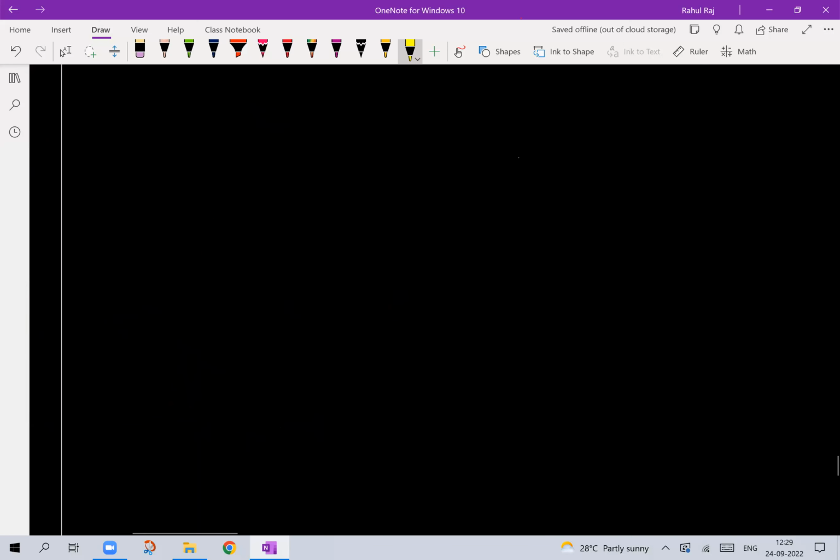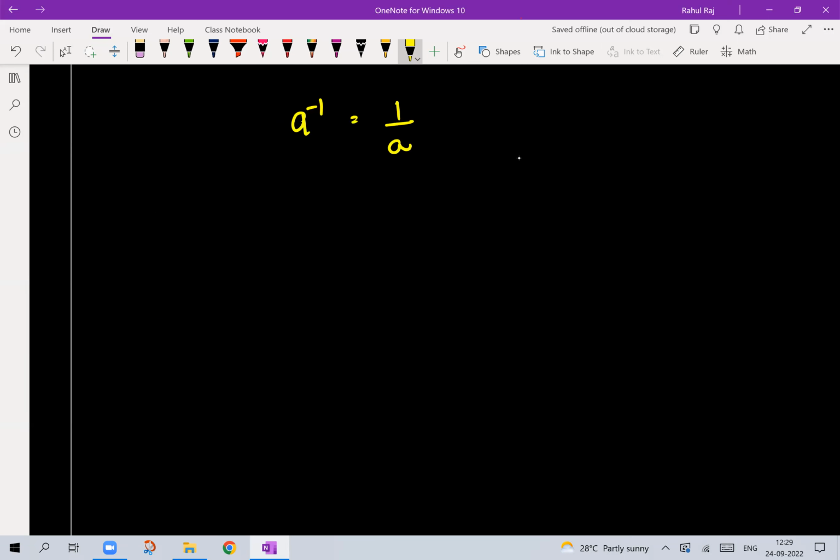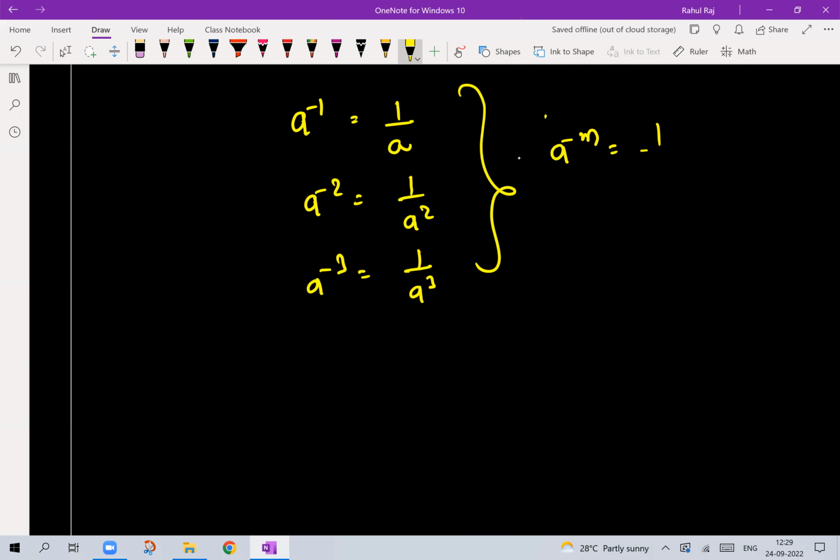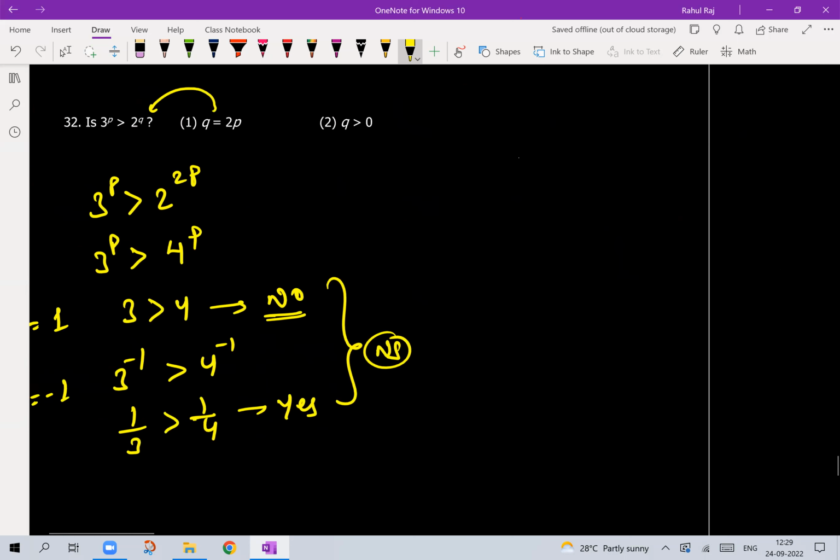This is a bit of exponent rule. So exponent says what? A to the power minus 1 is what? 1 by A. A to the power minus 2 is what? 1 by A square. A to the power negative 3 would be what? 1 by A cube. So these are exponent rules. I can generalize this by saying A to the power negative m is 1 by A to the power m. And that's what I've done here.